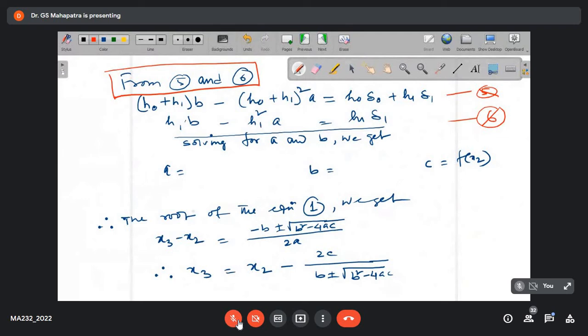So A is this one, B and C. C I know, that's why I have written C equals f of x2. What about A and B? It should not be in terms of x and f of x. That's why it is h and del naught. So now if you solve these two equations for B and A, what will be the solution for A and what will be the solution for B?